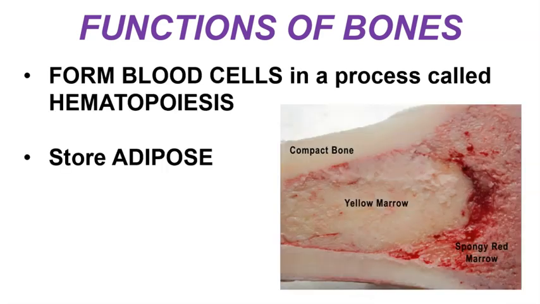The bones also have tissue in them that produces all of the blood cells. This is called red bone marrow. Red bone marrow is found within some of the bones, and it functions to produce the blood cells in a process called hematopoiesis. The bones also store adipose tissue within a material called the yellow bone marrow.